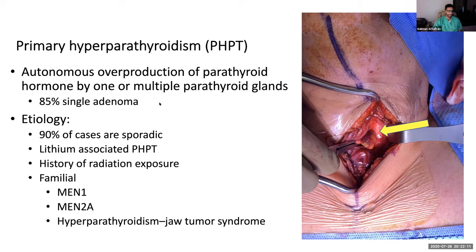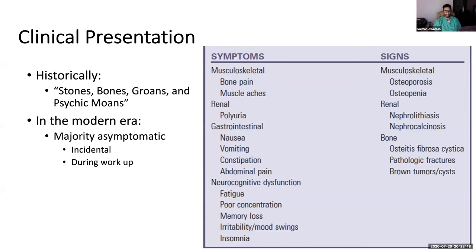A clinical presentation: we all heard about stones, bones, groans, and psychiatric overtones or moans. Basically, stones is kidney stones, bones is bone pain or bone fracture, osteoporosis or osteopenia, groans is basically secondary to abdominal pain from either peptic ulcer disease or pancreatitis, and psychiatric moans is the neurocognitive dysfunction. Those have been historical.